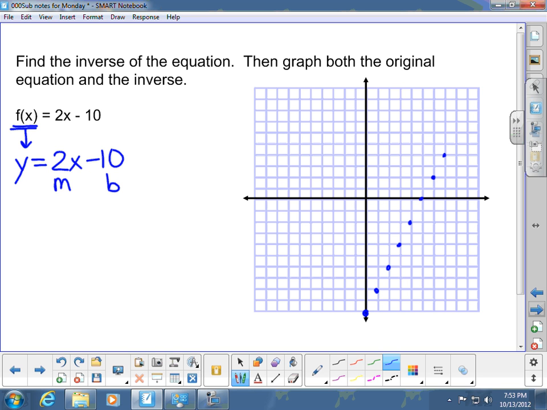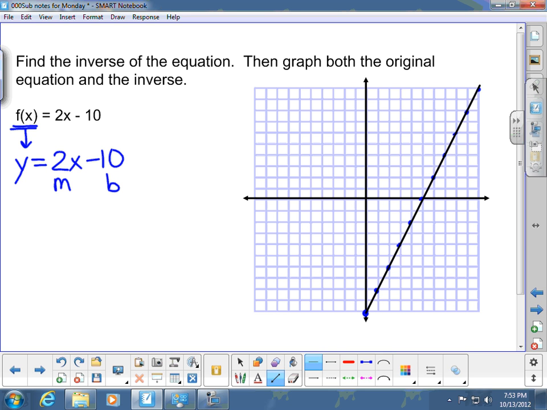When you make your graphs on the test, make sure you plot all of the nice points on the graph. Connect the dots with a very straight line, and put arrows at the end. Pause the video while you catch up and make that original graph. Now that we have the original one graphed, let's find the inverse.